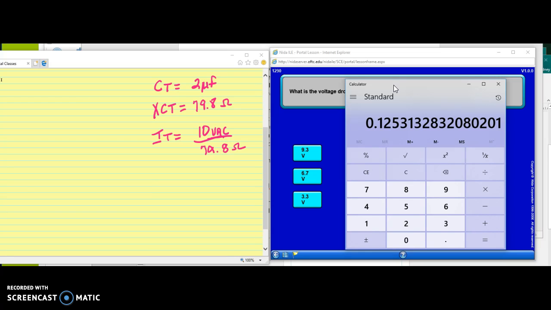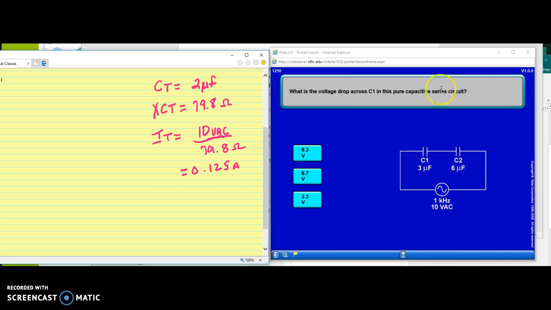We can do either way, so we'll stay with base units. So that equals 0.125 amps. We'll move our calculator out of our way. So basically, through this we've got current flowing at 0.125 amps. So it's simple as Ohm's law now.